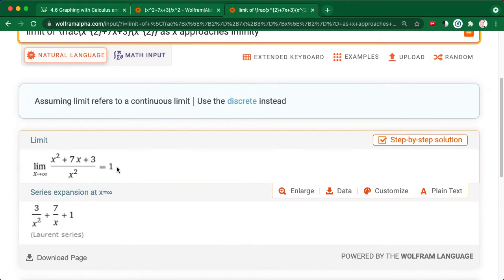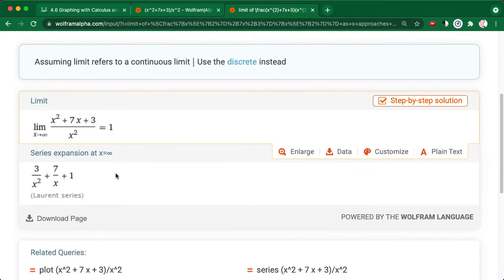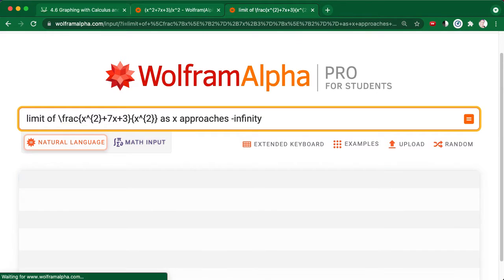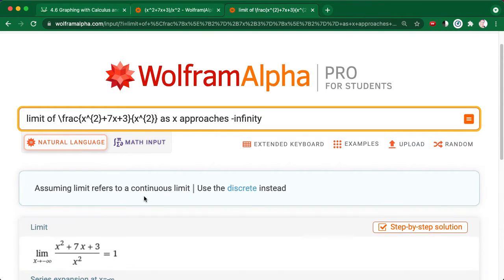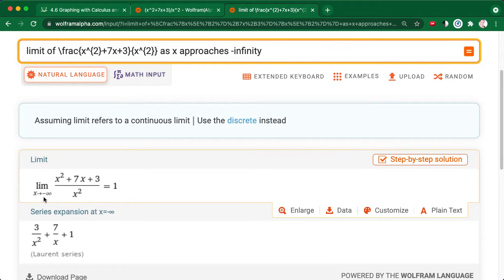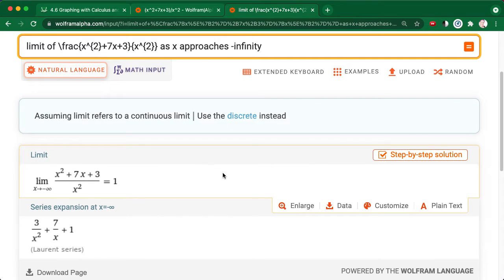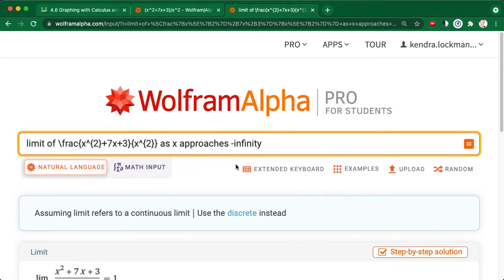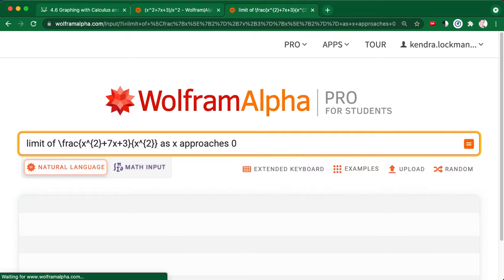So this tells me that the limit as x approaches infinity is 1. And then let's look at negative infinity. And the limit as x approaches negative infinity of this function is 1. It does give me a step-by-step solution if you have the Pro account. I am not going to worry about that right now. And I'm going to do also 0.